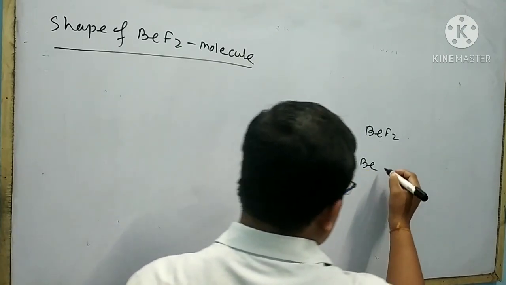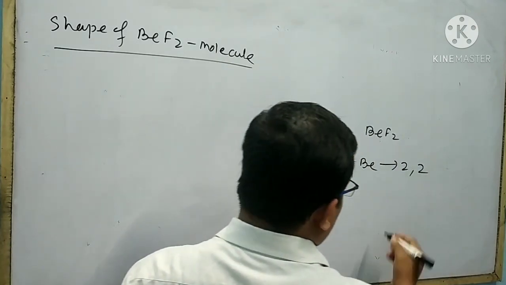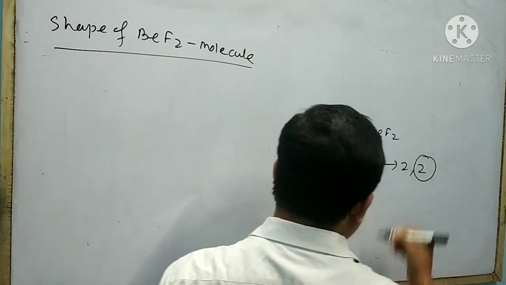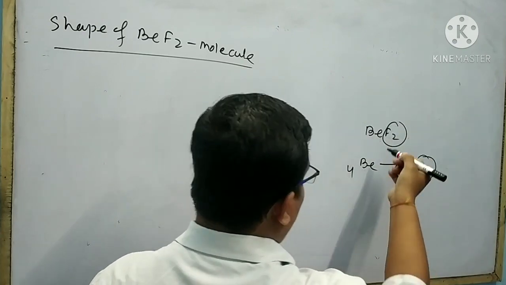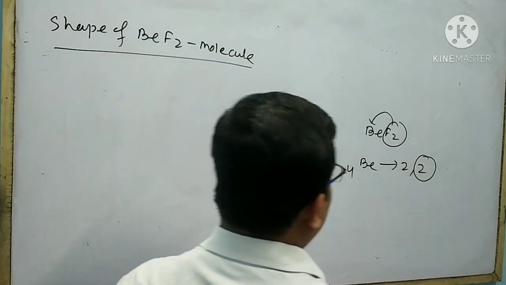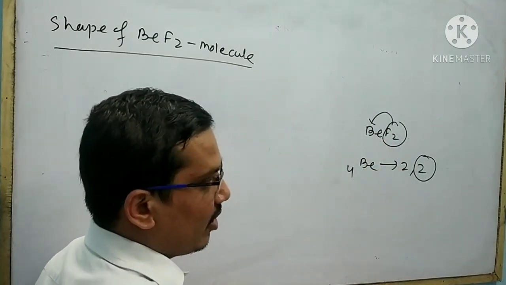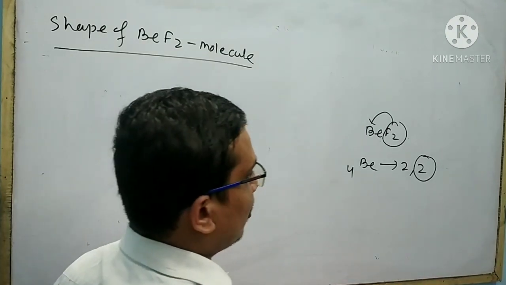Its electronic configuration is 2,2. So the number of valence electron present in the beryllium atom is 2. Now the 2 fluorine atom attached with the beryllium atom by 2 single bond. As a result, these 2 fluorine atom share 2 electrons for the formation of 2 single bond.